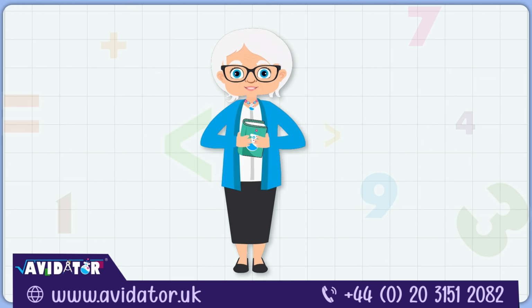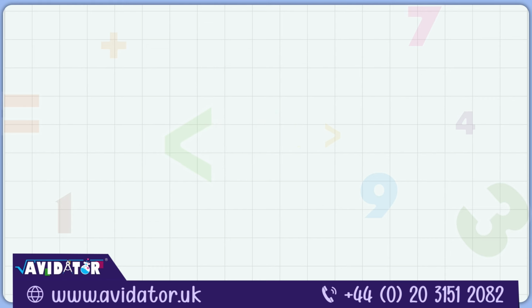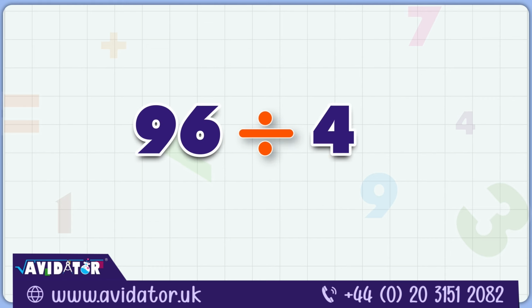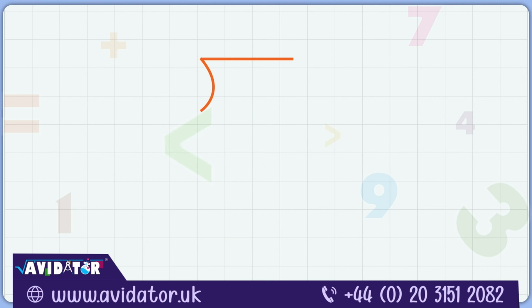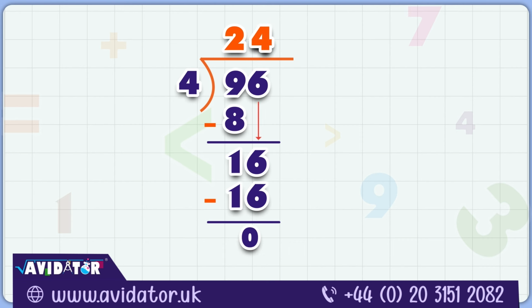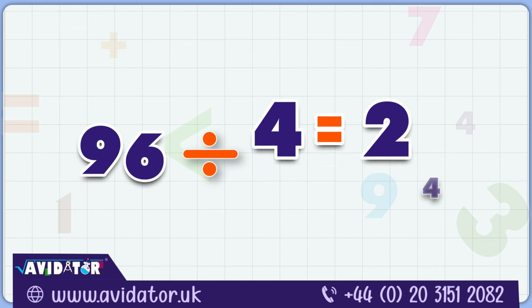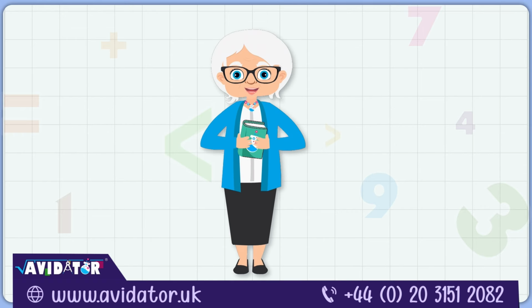Now let's tackle long division, a method for dividing larger numbers step by step. Let's divide 96 by 4. Start with the first digit. 4 goes into 9 2 times, giving 8. Subtract 8 from 9 to get 1. Bring down the next digit, 6, making 16. Divide 16 by 4 to get 4. The quotient is 24. This trick makes division faster and easier.